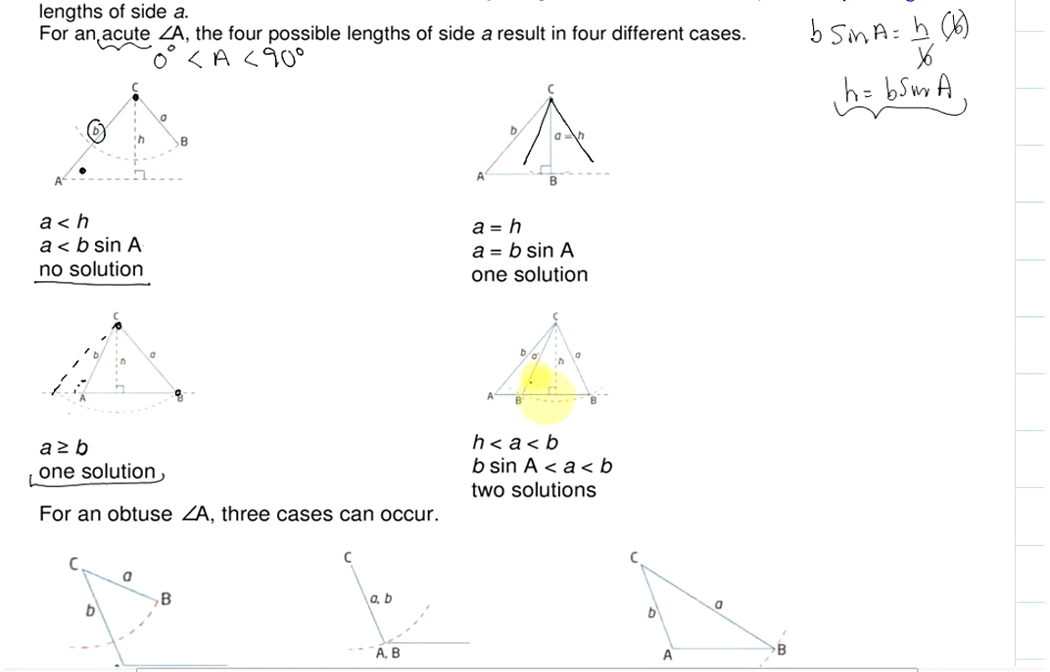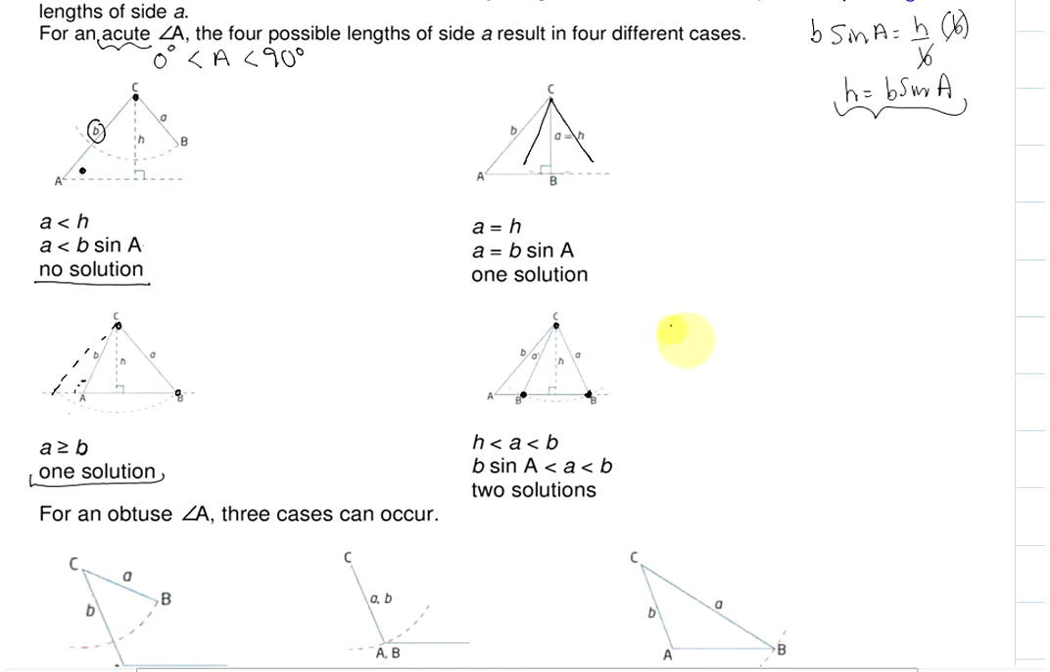Now, if we take a look at this situation here, where the height is less than A. In other words, the height is shorter than A, but A is shorter than B. So the length of A is right in between the height and side B. Then what I get are two possible answers, because A can meet up with the base right here. Remember, there's a hinge here, so I can bring A down to AB and it will meet here. And if I continue swinging it, you see there's this red line here, it's also going to meet right here. And so I get two possible triangles.